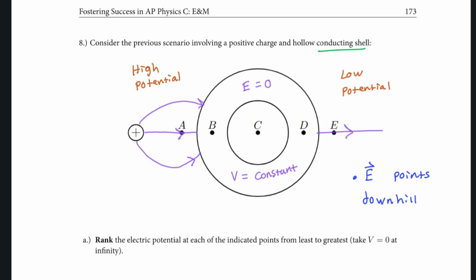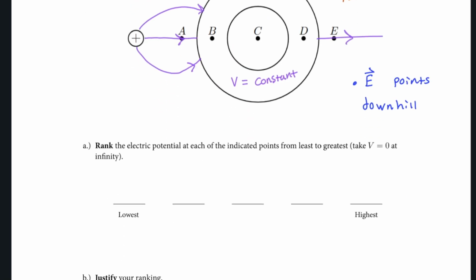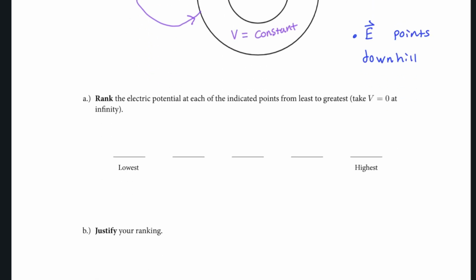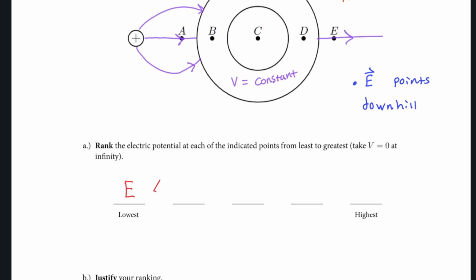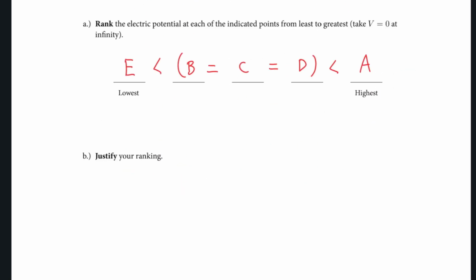So we have a big hill, so A is going to be the highest height, and then we have a flat plateau throughout the entire conductor, and then it slowly decays back down to sea level. So either way, we get this potential ranking where E is the lowest potential because it is downhill. Then we have B, C, and D because they're slightly uphill. And then A is the highest, or it's the closest to the hill. So that's our ranking.